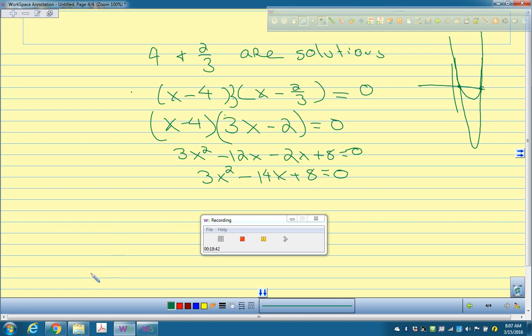Yes, Sophie? Why do you make it negative? Where did I make it negative? Because it's the opposite, right? Remember the zero product property? If I draw my little squiggly line, what makes this equal to 0? X equals 4 makes this equal to 0. What makes this equal to 0? X equals 2/3 makes this equal to 0, right?